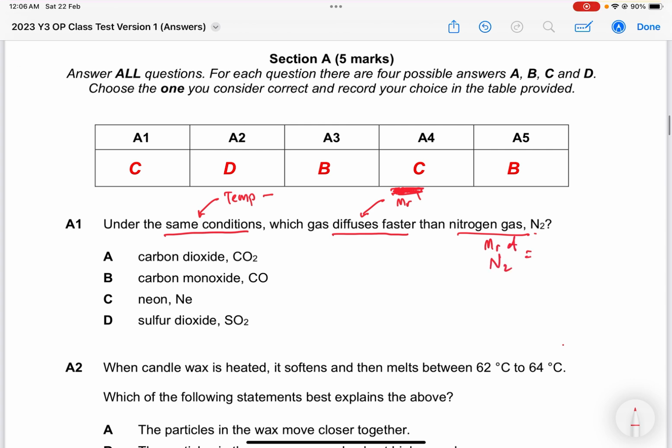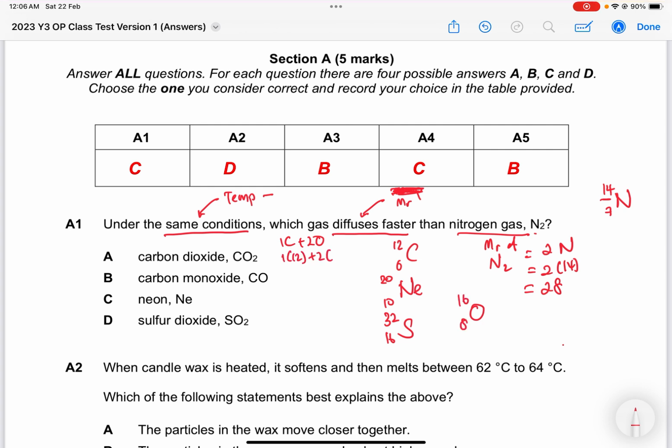So for nitrogen gas, what's the Mr? Nitrogen gas Mr would be 2 nitrogens. Nitrogen is 7, 14, so this is 2 times 14, the nucleon number at the top, so it's 28. So the Mr of nitrogen is 28. Now let's find the Mr for each of them. So carbon is 6, 12, neon is 10, 20, sulfur is 16, 32. So carbon dioxide is 1 C plus 2 O. Oh, sorry, I need oxygen as well. Oxygen is 8, 16. So this will be 1 times 12 plus 2 times 16. This will be equal to 44. Okay, 32 plus 12, 44.